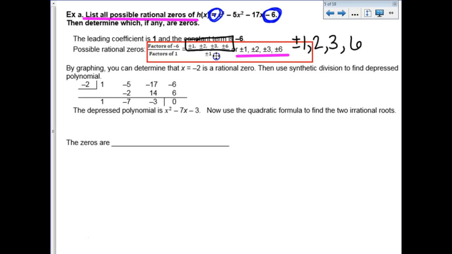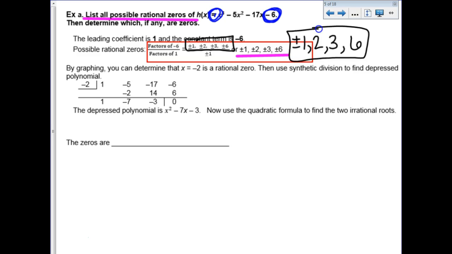There's nothing else in the denominator, but we're going to see a problem coming up where it's something other than 1. For instance, if it was 5, the factors of 5 are 1 and 5. So then you'd have to come through and divide all of them by 5. So this list can get pretty intensive. Now what is this list, you might ask yourself?